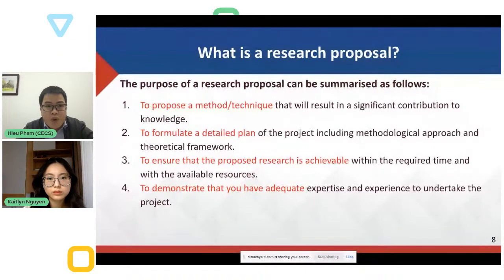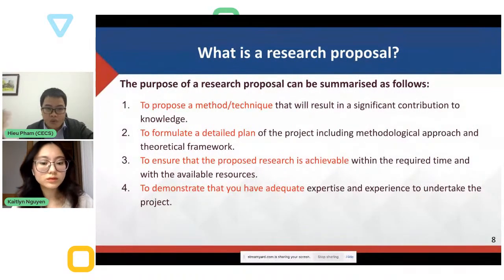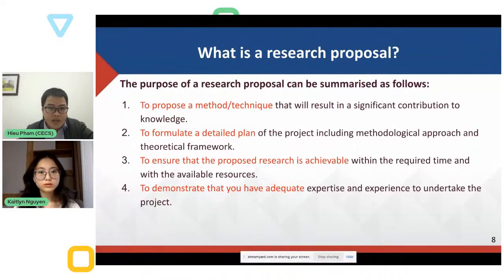First is to propose a new method, a technique that will result in a significant contribution to knowledge. Second, it will be used for formulating a detailed plan of a project, including both a methodological approach and theoretical framework. It is to ensure that a research topic or research objective is achievable within a required time and available resources like computing or data or human resource, for example.